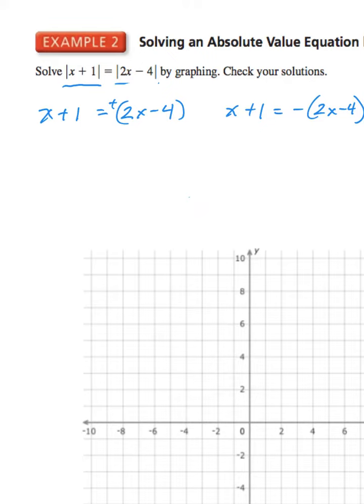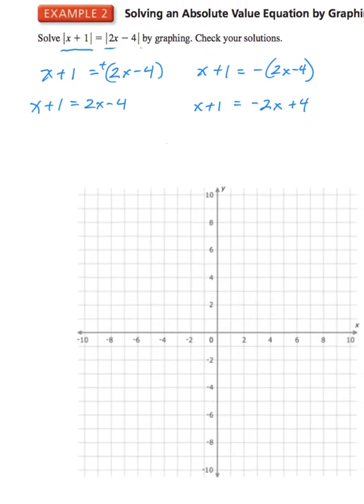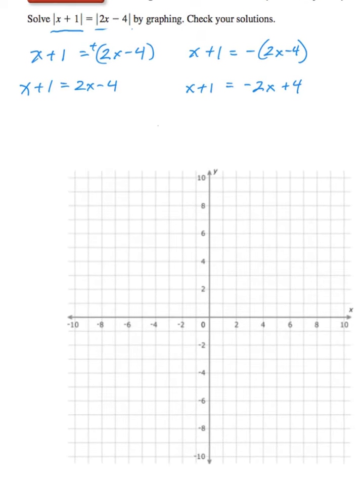So this should look at least similar to what we were just doing, right? So let's go ahead and get rid of all those parentheses. So I've got x plus 1 equals 2x minus 4, but I also have x plus 1 equals negative 2x plus 4. So now, how many equations can I draw? I'm going to draw two sets of lines, because how many values for x do you think I might get here?